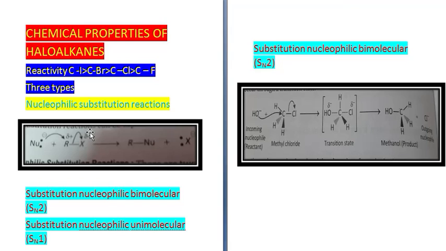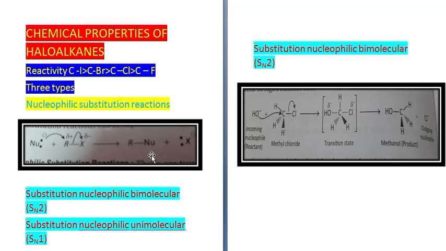Okay, like if you look at the reaction over here. The nucleophile has a negative charge and the halogen atom also has a negative charge, but the halogen has delta negative. That means it is less negative compared to the nucleophile. So from the haloalkane, the halogen is removed and its place is taken up by a nucleophile. So this type of reaction is called a nucleophilic substitution reaction.